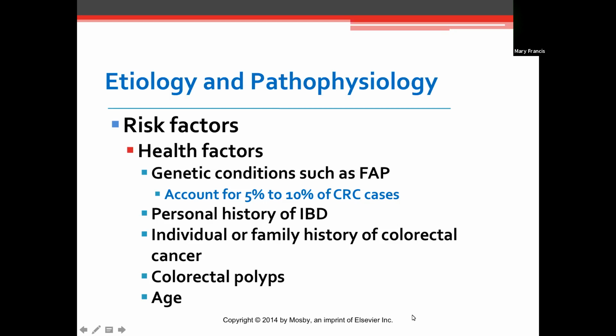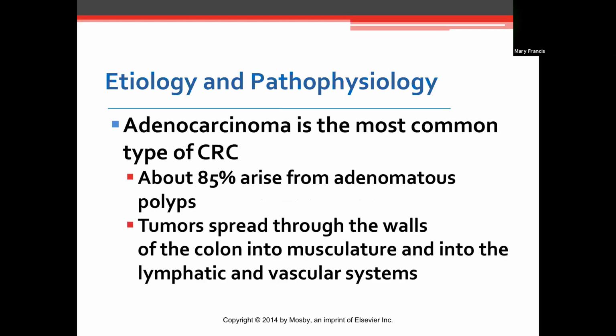Colorectal polyps have the ability to change, and when they change, they can become a cancer cell. Adenocarcinoma is the most common form of colorectal cancer, and approximately 85% of it arises from a polyp. The tumor spreads through the wall of the colon into the muscular and the lymphatic and vascular system.